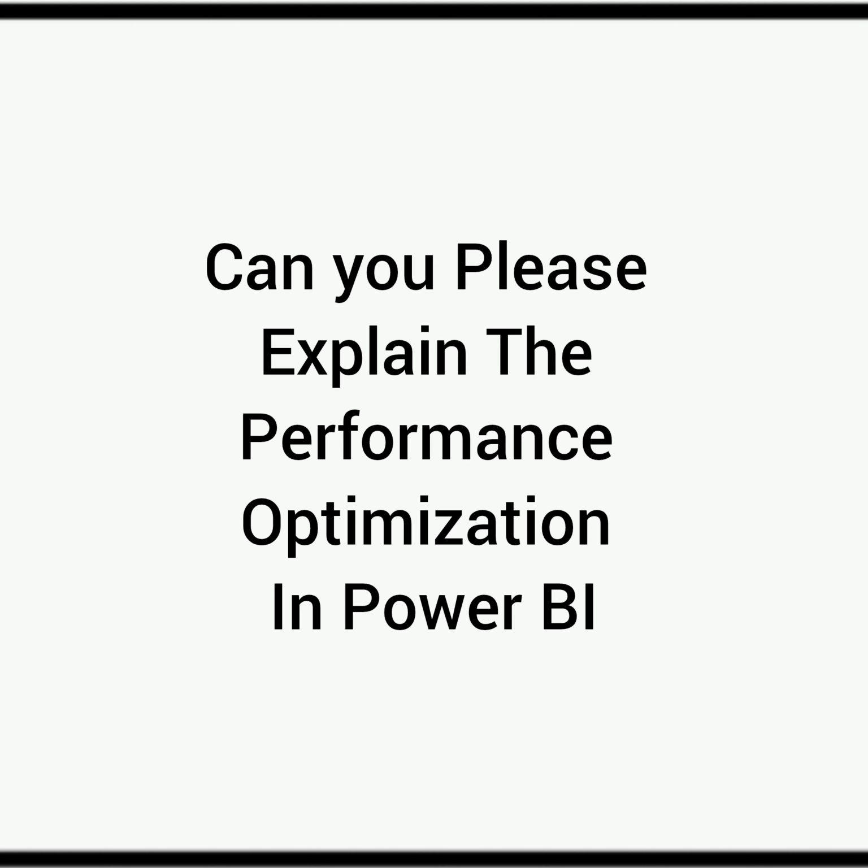For query optimization, we use query folding. We ensure that the transformation happens at the source level whenever possible. And we disable auto-detect relationship, manually creating relationships to avoid unwanted joins. For combining data loads, we use merge queries and append queries in Power Query efficiently. We remove duplicates and errors, cleaning the data at the source or in Power Query to avoid extra processing. And for the visual part, we limit the number of visuals on a report page for faster rendering.